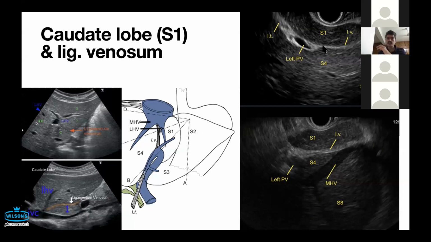Ligamentum venosum extending from the left portal vein to the junction of the left hepatic vein and middle hepatic vein, entering into the cava. A thick structure goes to the left of the screen. This is the ligamentum teres.